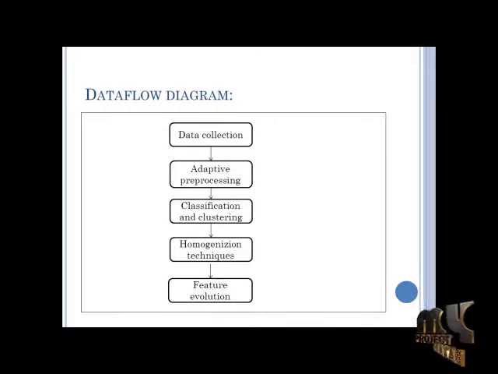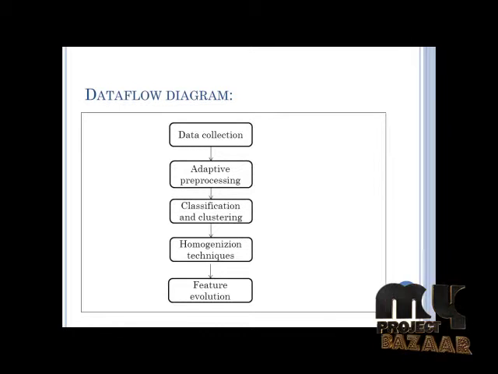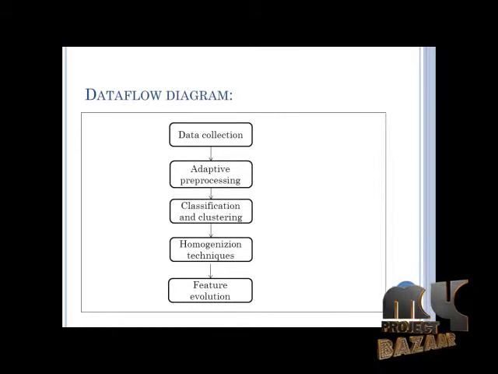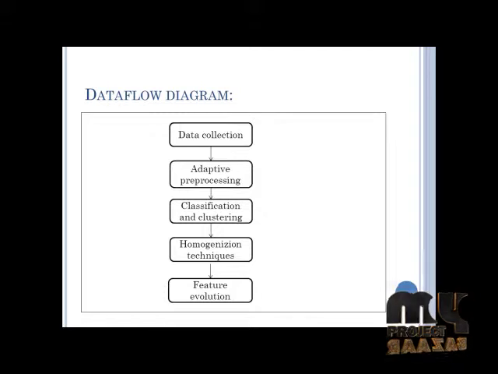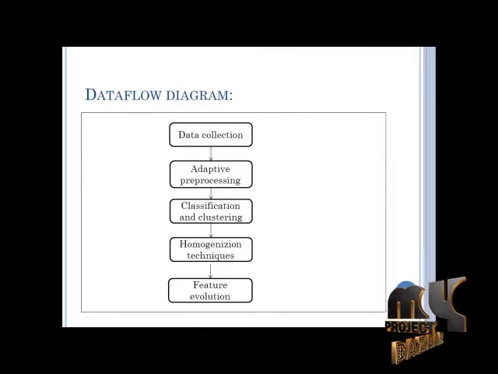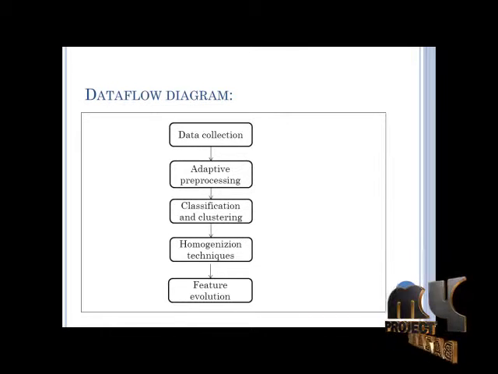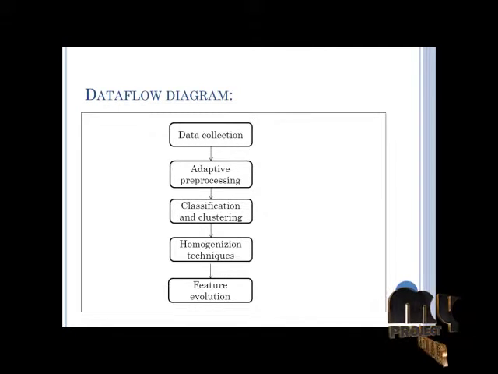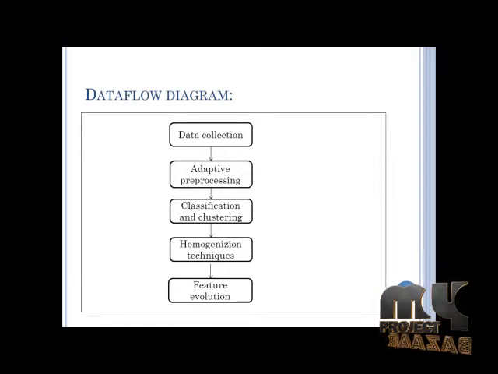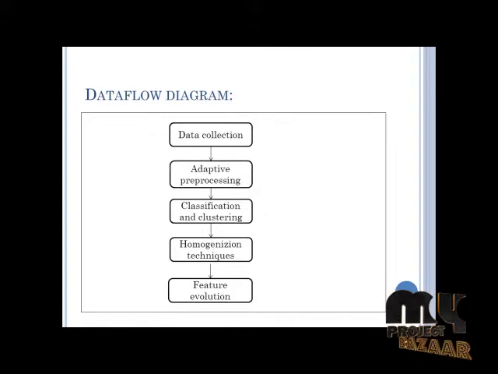Data flow diagram. The data flow diagram starts with data collection. Data collection is nothing but collecting the data sets from the server side. After that we process and extract the data, and after that we do the adaptive pre-processing. Adaptive pre-processing is done in two manners. First the data gets extracted and cleaned, and then one more pre-processing step is done, that is removing the unwanted data. Pre-processing then works very efficiently.